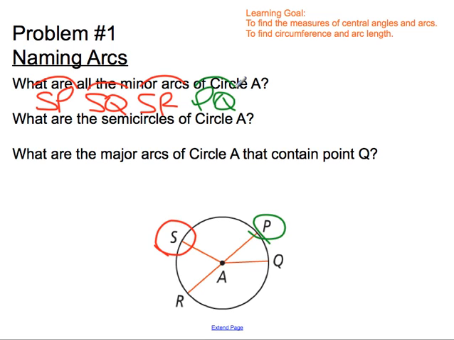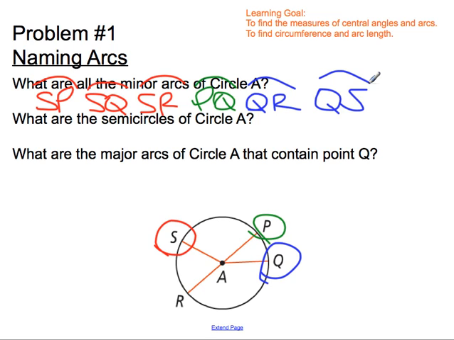If we go from P to R, it looks like that's halfway around the circle, so we can't do that one. So this is the only one that starts with P. If we start at Q, we can go from Q to P, but that's the one that we just did. We could go from Q to R.